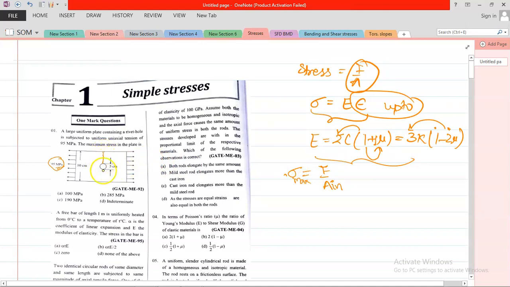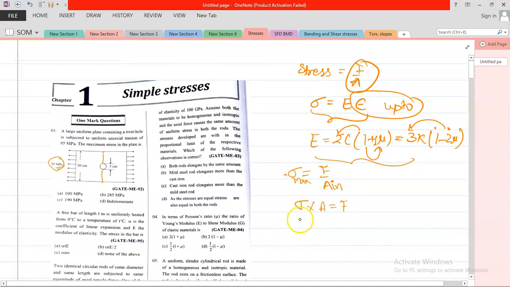If you take this portion of the plate, area is minimum at this point. Okay. So first of all, we convert the 95 megapascal into force. What is the force acting? So sigma is equal to, at this point, 95 megapascal. Now if we multiply it with area, we get force.